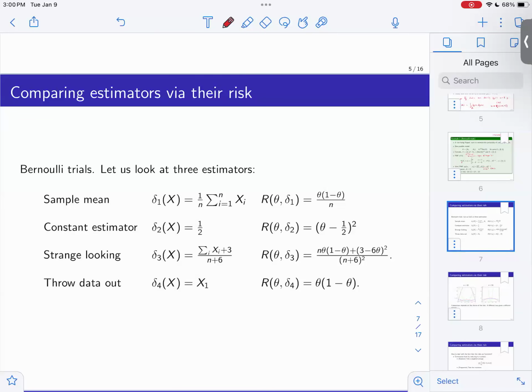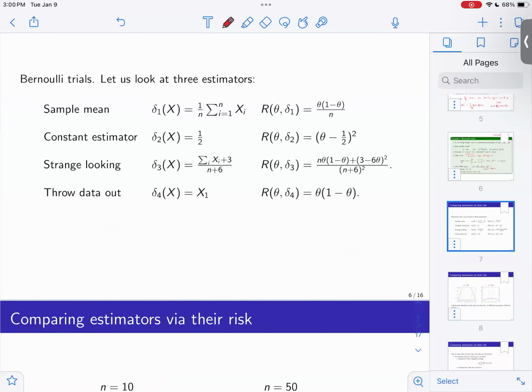I'm going to propose some other estimators. The constant estimator 1/2. The risk of this is easy because the expectation of the loss is the same, so this is really the risk. This is a strange looking estimator, but you can do the calculation. And then another one: I throw all the data out except x1, and the risk of this would be theta times 1 minus theta. This is also simple. These are some of the calculations that you can do.